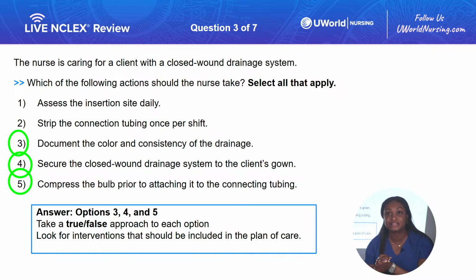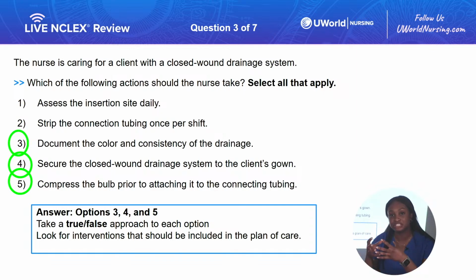Secure the closed wound drainage to the client's gown. This is kind of our little safety hack that we have learned to do just so it doesn't dangle and hang off of the client, and that leads to a greater risk for it being dislodged from its place and causing more problems. So we secure it with a safety pin to the client's gown so it doesn't hang freely.